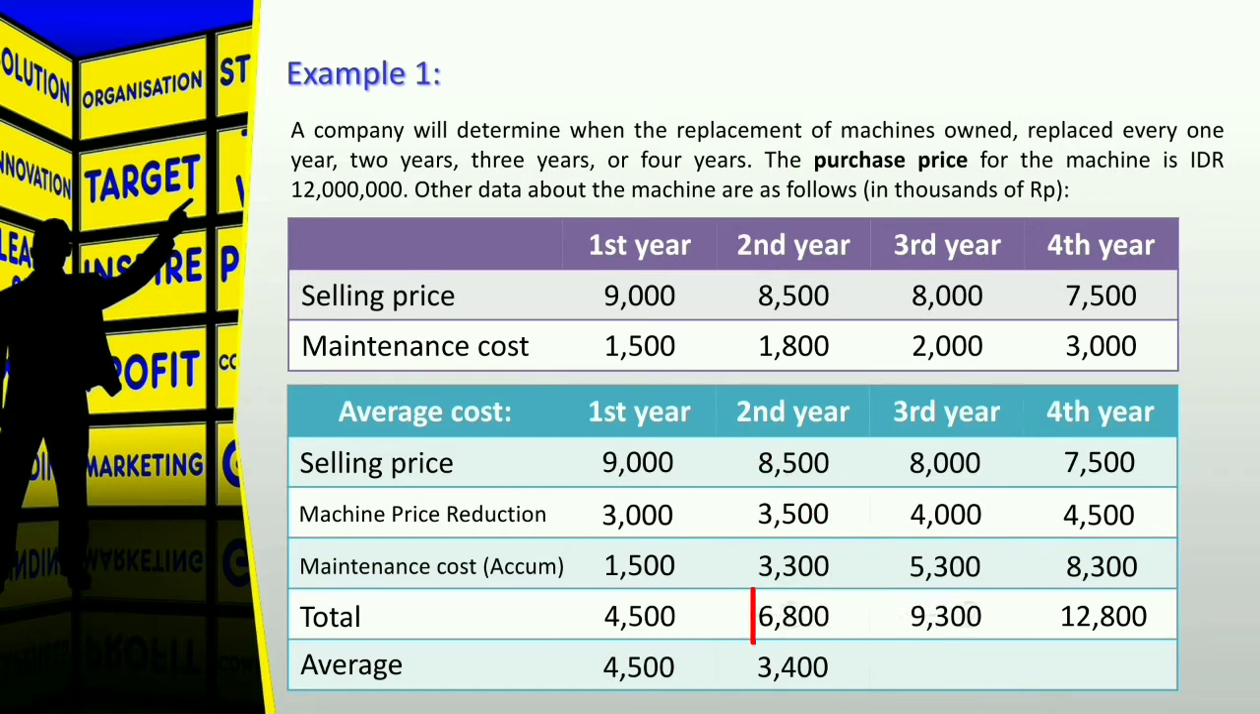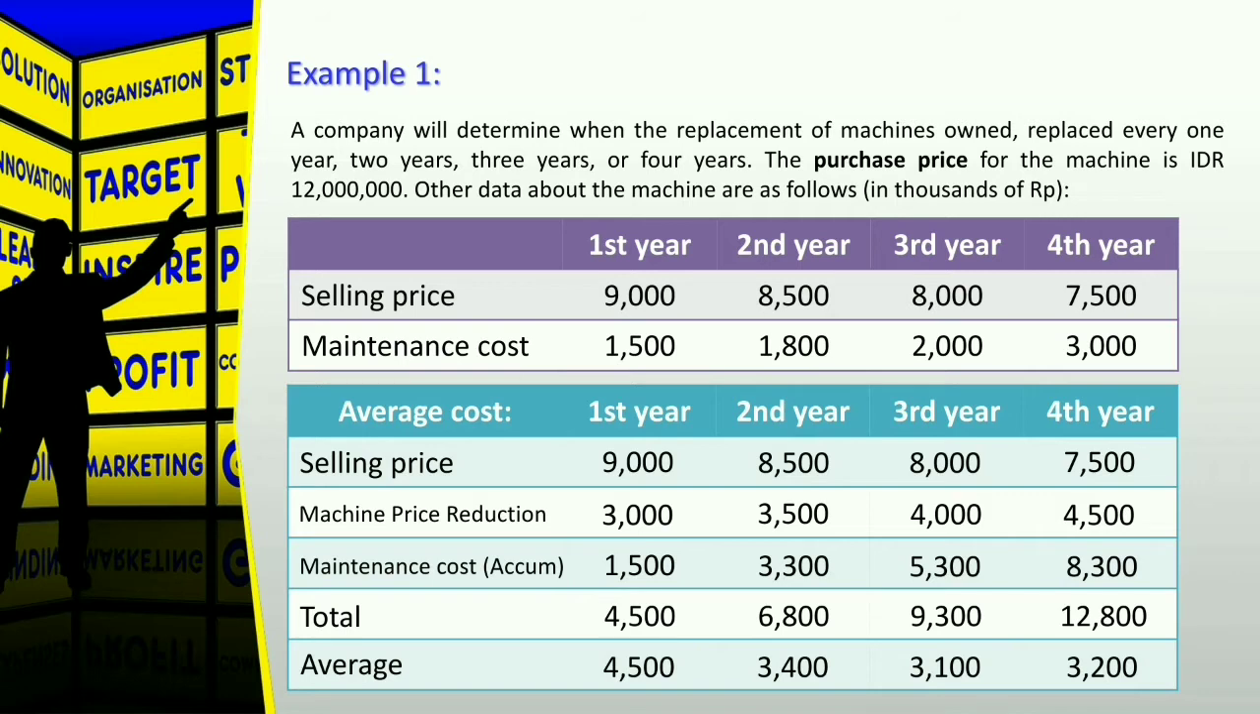Okay. For the third year it is 3,100. This value of 3,100 comes from the total of the third year divided by 3. And for the last year, or fourth year, it is 3,200. This value of 3,200 is obtained from the total fourth year divided by 4. Okay. For more detail of the calculation about the average, I will show it on the next slide.